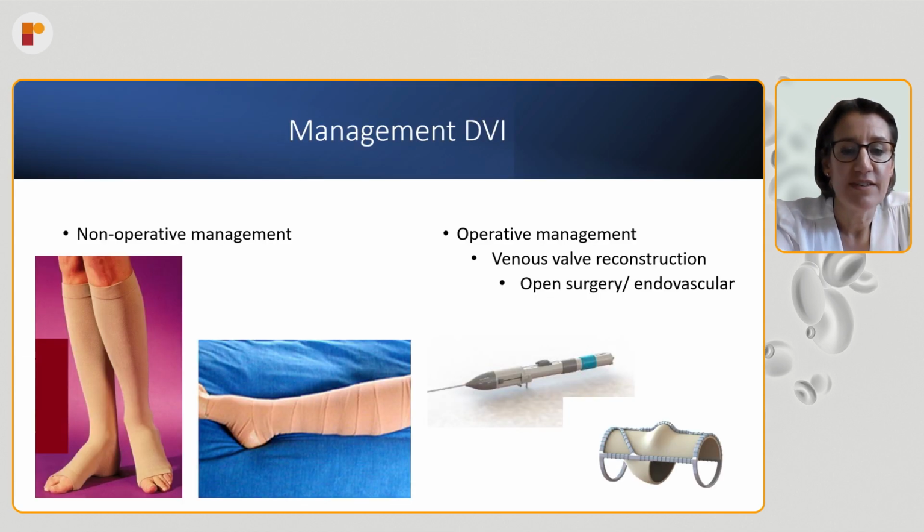Deep venous incompetence. The mainstay of treatment currently is non-operative management with compression garments, or compression bandaging if an ulcer is present. There are experimental venous valve reconstructions with either open surgery or endovascular techniques at present. However, these are not the mainstay of treatment at the moment.